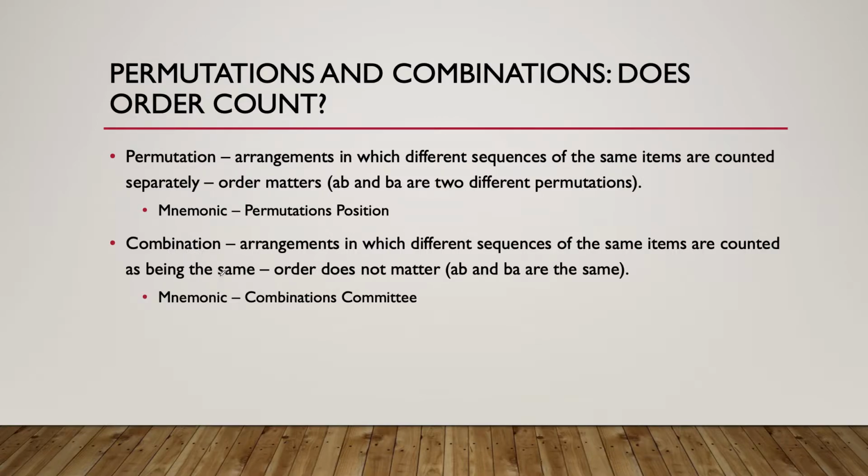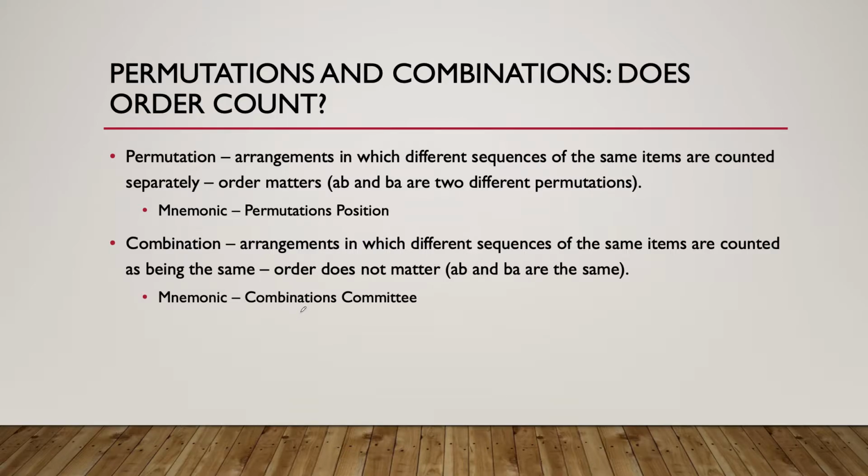A combination is an arrangement in which different sequences of the same items are counted as being the same. Order does not matter, meaning that AB and BA are the same. They're the same arrangement, just occurring in a different order. But since we don't care about order for this, they're both the same.